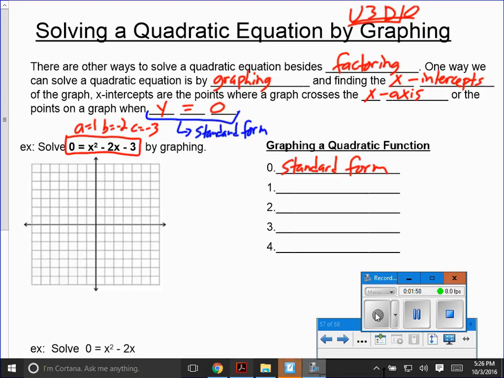Once it's in standard form, the next thing we're going to do is find the vertex. That's what we did yesterday. We're going to use the formula negative b over 2a to find the x-coordinate. Here b is negative 2, so the opposite of that would be positive 2 over 2 times a. A is 1, so that's 2 over 2, which is just 1.